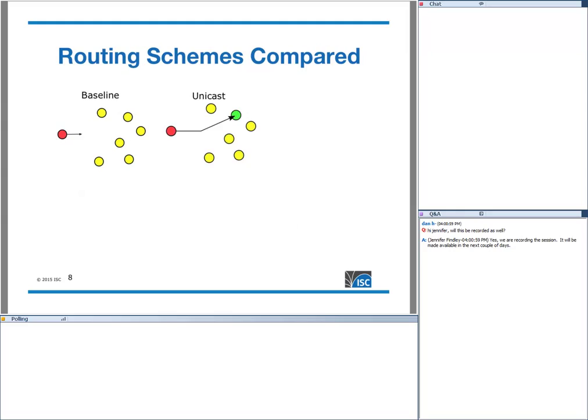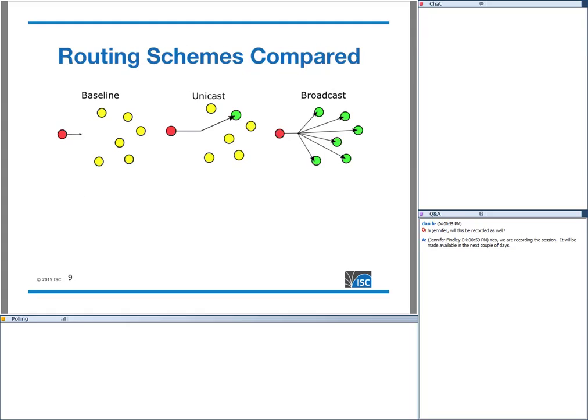The first of which you're probably familiar with is just simply unicast, where you have one sender and one receiver. So the red dot in these diagrams is representing the sender, and the green dot is representing the recipient, and the yellow dots are other participants that in this case are not part of the traffic.